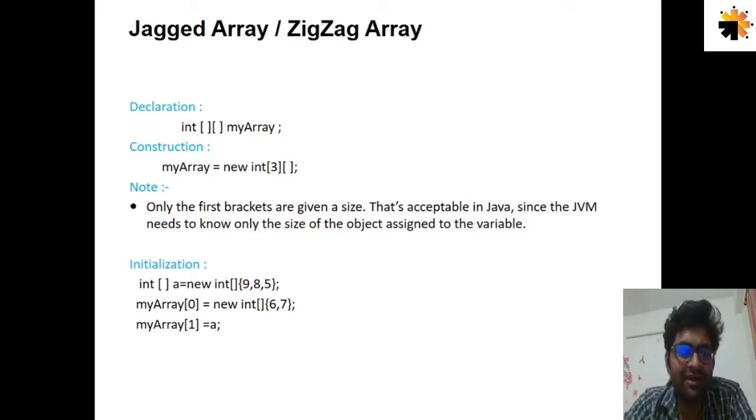So if I'm leaving the second square brackets, I can place as many values as I want. So that will be dynamic in nature. That is called a jagged array or a zigzag array.